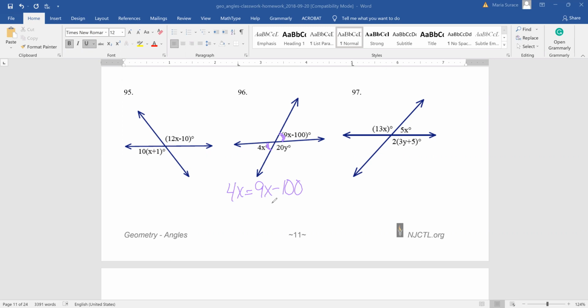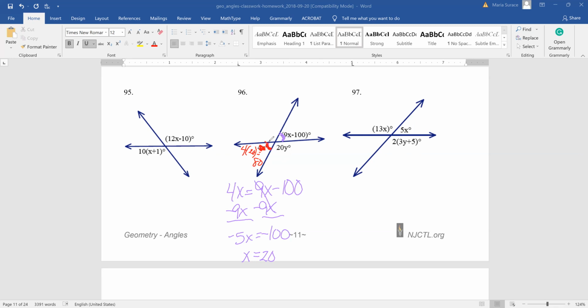So I'm going to use this setup to now solve for x. I'm going to minus 9x from both sides. And that way I get negative 5x equals negative 100. And when you divide both sides by negative 5, you get x equals positive 20. Now that I have x equals 20, I can replace one of these angles, let's say the 4x, with 4 times 20, which is equal to 80. So I know that this angle right here is 80 degrees.